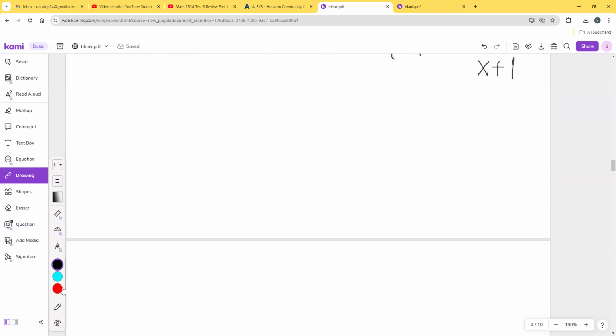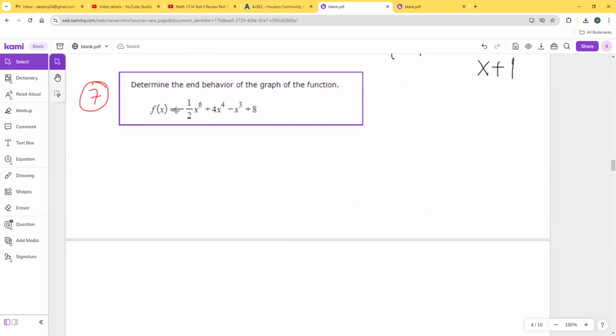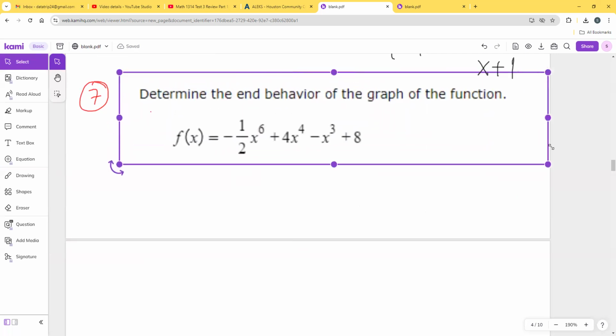Number 7 is another end behavior question. So for number 7, I want to find the question that looks like the test question, which was about end behavior. This time we don't have to find the degree and we don't have to find the leading coefficient. On the test, everything is given, it's already organized. So it's going to be a question that looks like this on the test, number 7.